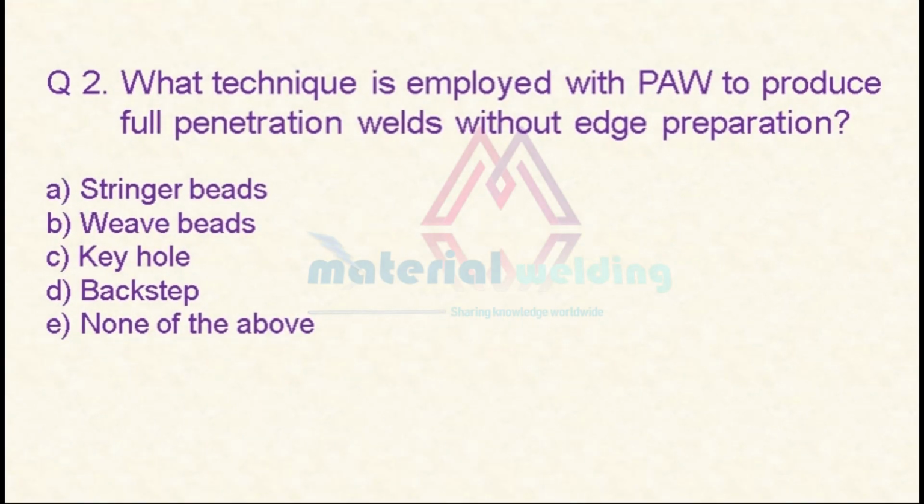Question 2. What technique is employed with plasma arc welding (PAW) to produce full penetration welds without edge preparation? A. Stringer beads. B. Weave beads. C. Keyhole. D. Backstep. E. None of the above.